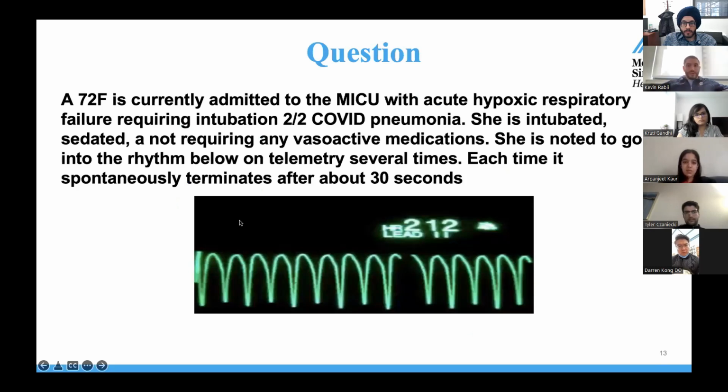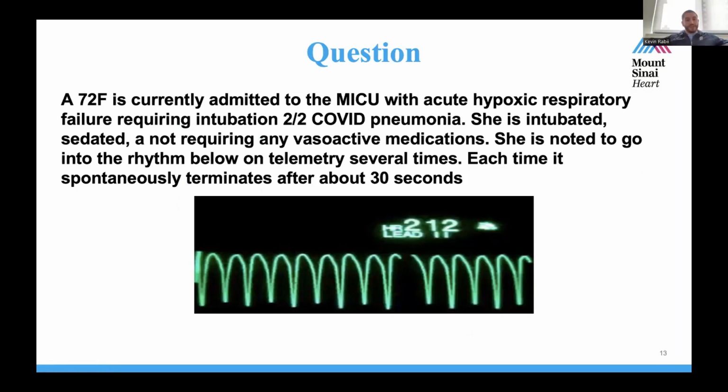So we'll start with a quick case. You're working overnight. You have a 72-year-old female, no clear medical history, admitted to the medical ICU with severe COVID pneumonia. She's intubated and sedated, not requiring any vasopressors. And she goes into the rhythm below several times. Each time it spontaneously terminates after about 30 seconds.